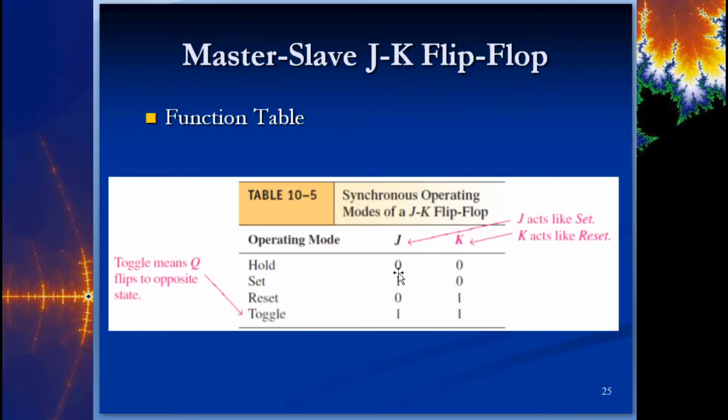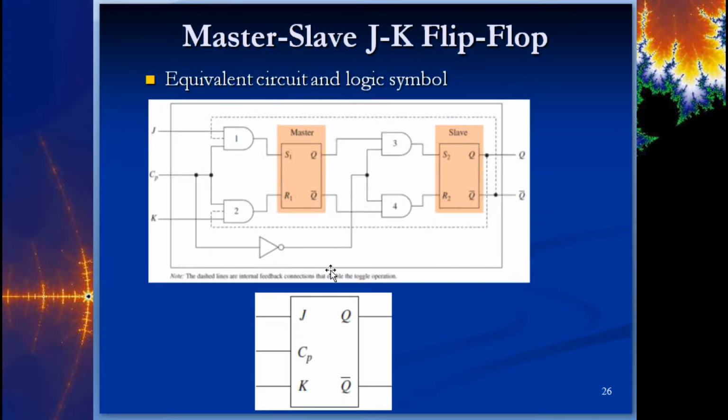So here we go. Like it says here, J kind of acts like set and K acts like reset. We think about SR because they're going into two SR flip-flops anyway. On the next slide, we'll show that. So anyway, this 1-1 condition now becomes the toggle condition. It depends on what Q was, so it just becomes the opposite of whatever it was before.